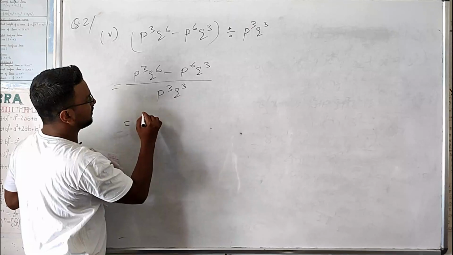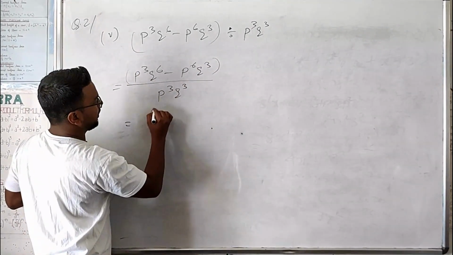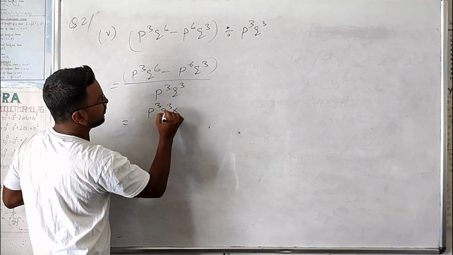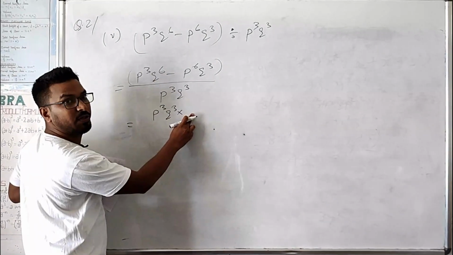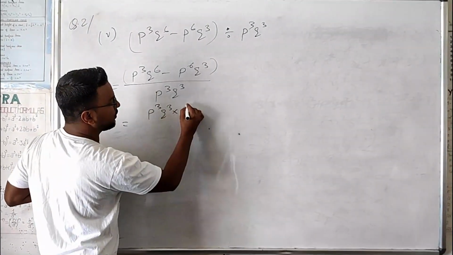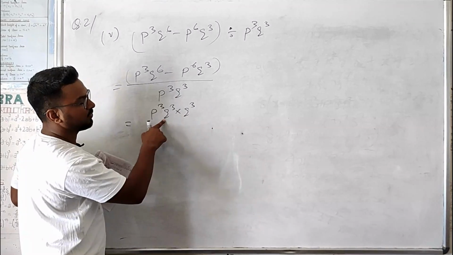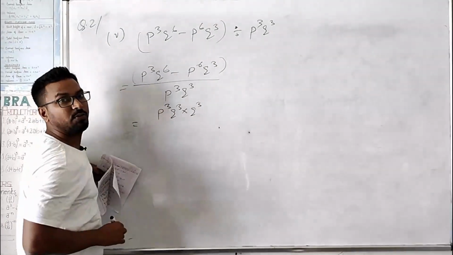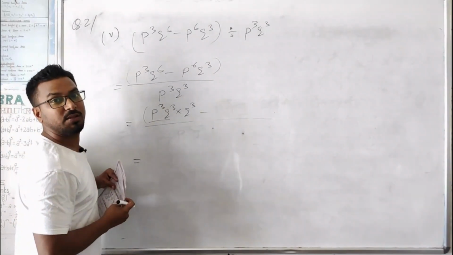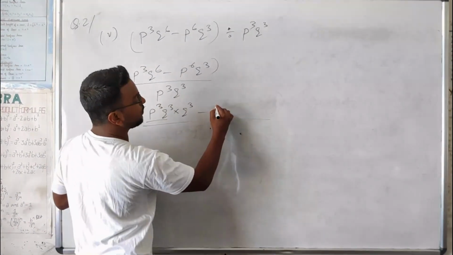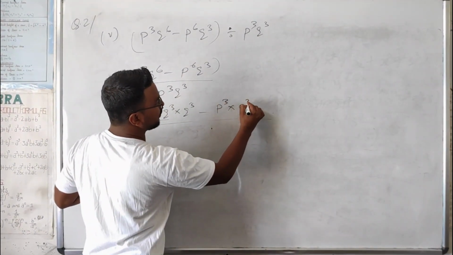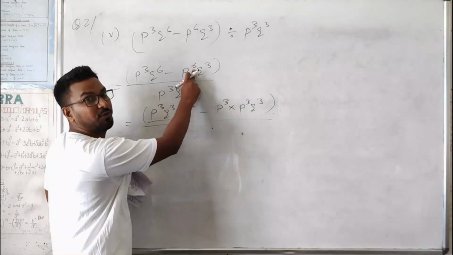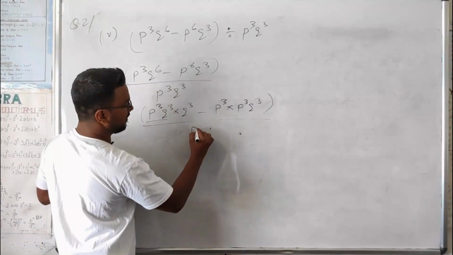So this can be written as p cube, q cube into, how many q is there? 6. So you can separate into two parts, that is q cube into q cube, right? So the base is same. If you add both the powers, it will be q to the power 6. And this can be written as, what is the minimum common factor here? p cube. So p cube into p cube, q cube. If you add both, you will get p to the power 6.